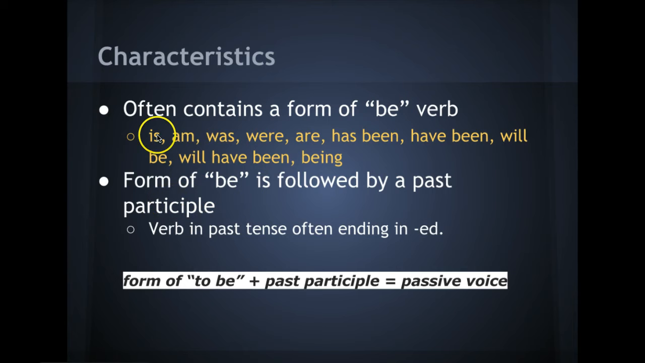Passive voice contains a form of be, but it's also followed by a past participle, which is a verb that's in past tense, and that often they end in ed. It doesn't have to end in an ed, because remember, some verbs, the past tense, don't end in ed. But it has to be a past tense verb combined with one of the forms of be. So a good rule to remember is the form of to be plus a past participle verb equals a passive voice.